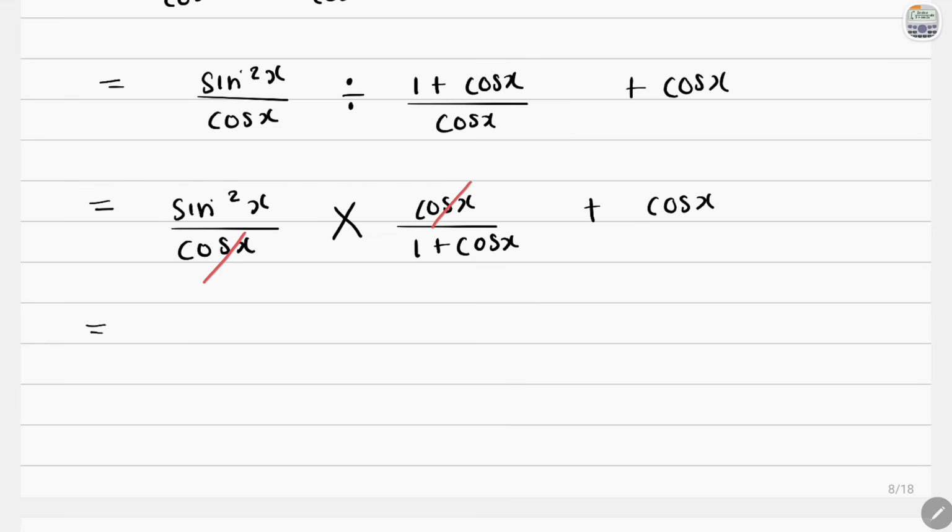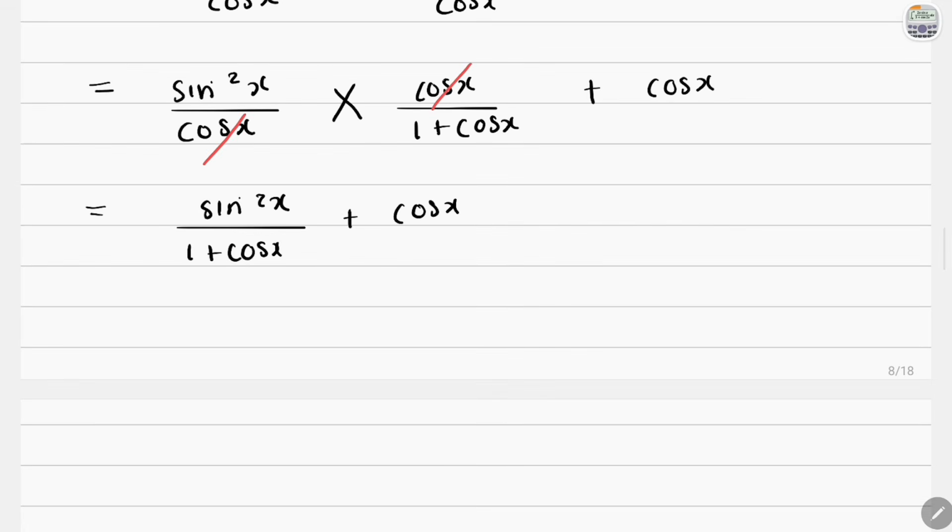and now what happens here is the cos x will cancel, and you are left with, in the numerator, all we're left with is sine squared x. In the denominator, all we are left with is 1 plus cos x. And then plus cos x, and this is equal to.